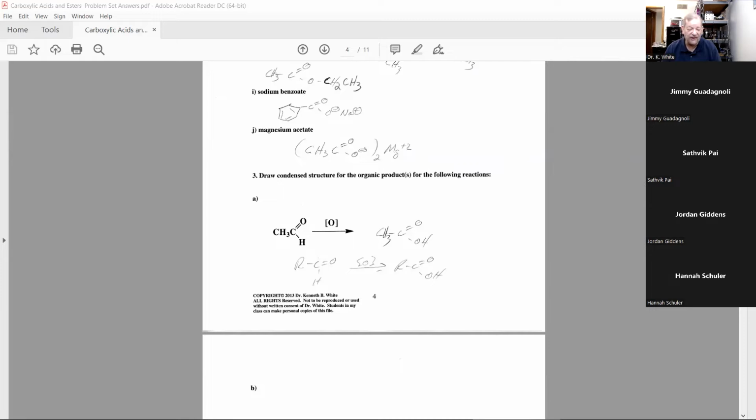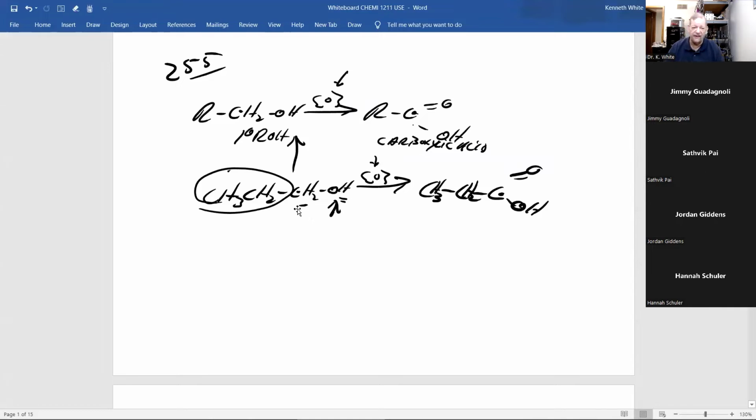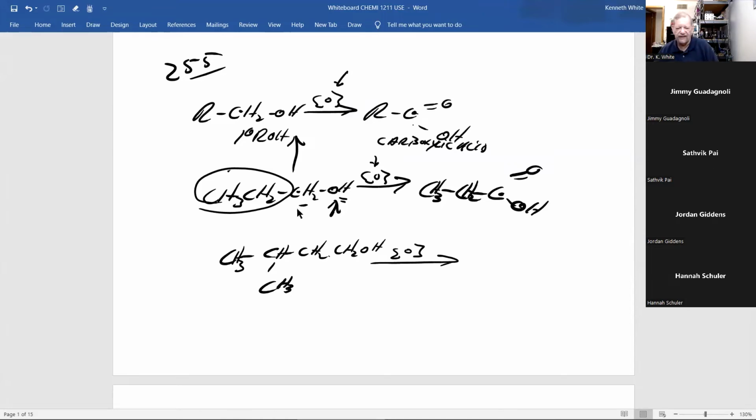I was going to talk about or give you a practice problem with oxidation of a primary alcohol, so I better do that. And here's one for you to try. Give the organic product or products for the following reaction, 3 points each.